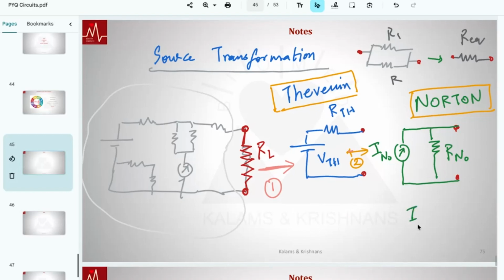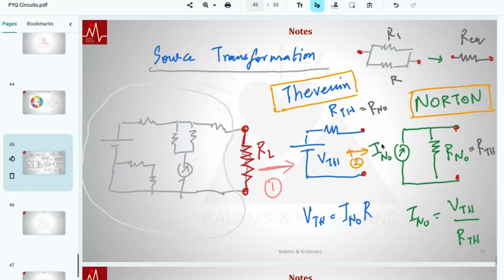Can anyone say what this I Norton is? Just from the V Thevenin, take the Thevenin voltage divided by Thevenin resistance. And one thing that really makes your life easy is the resistance doesn't change. So this happens to be R Thevenin, and this happens to be R Norton. So given R Thevenin, you can directly write R Norton. Given R Norton, you can directly write R Thevenin. So I Norton is this much. Say the Norton circuit is given. How do you find the Thevenin voltage? V Thevenin is just IR. Take the Norton current, multiply by the Norton resistance, which is R Thevenin. Just take this resistance and multiply that. So this is how you deal with question 2.